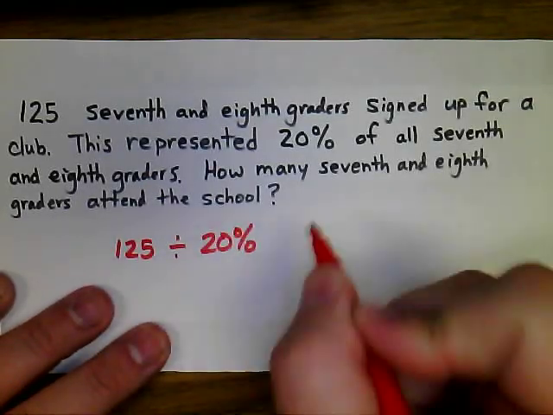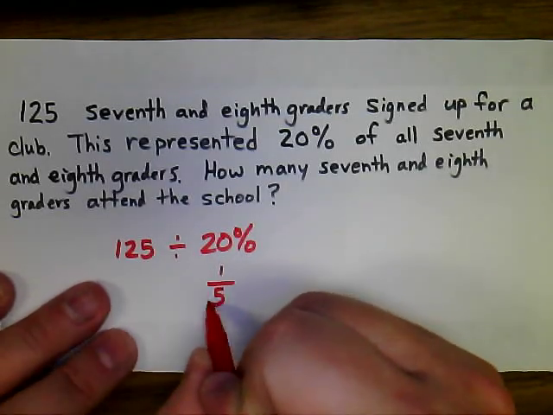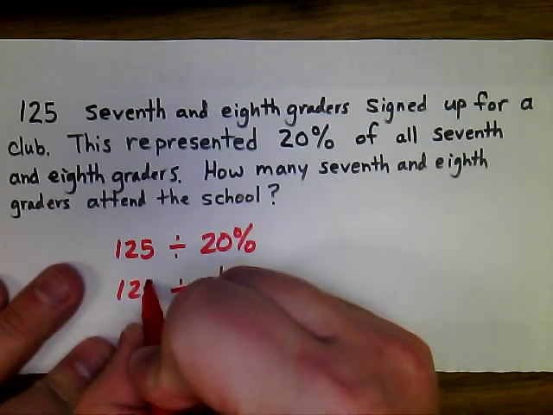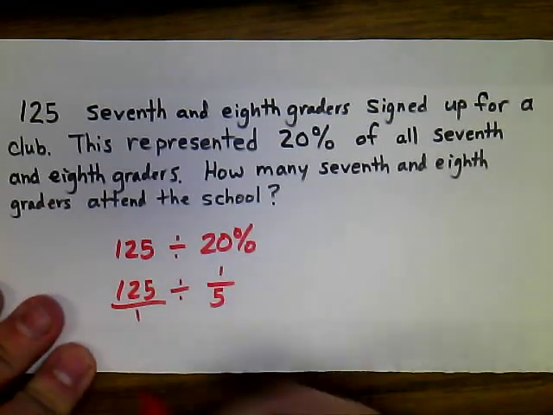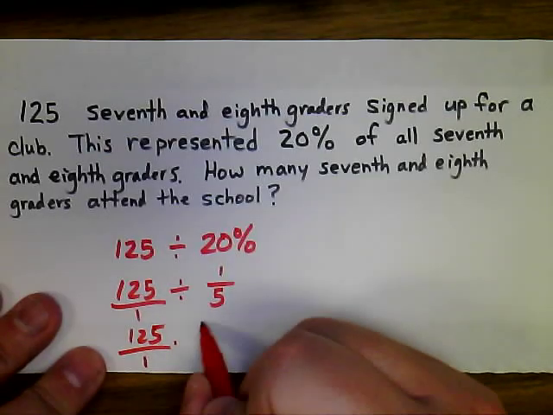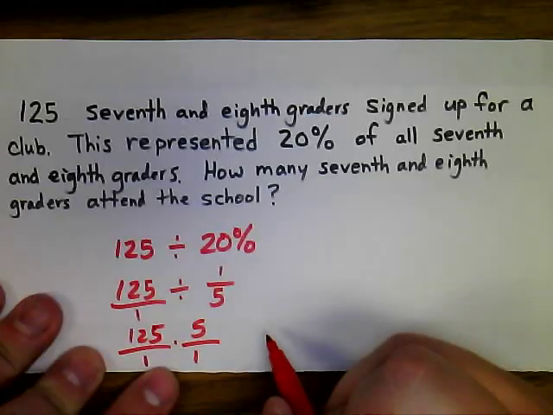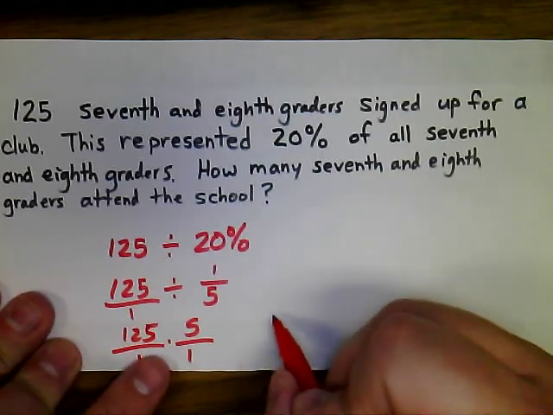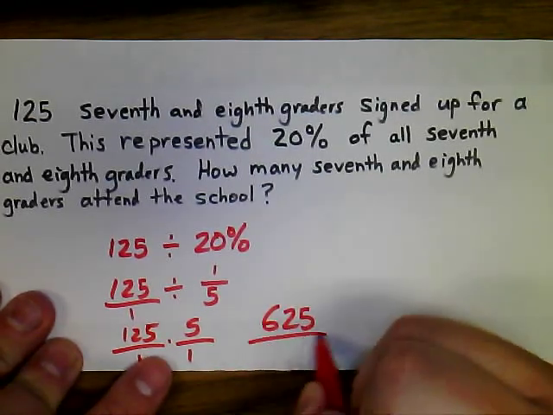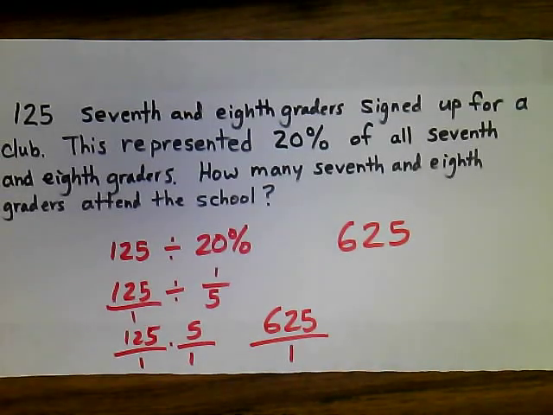And we change that 20% to its fraction, 20 over 100, which simplifies to 1/5. So we're going to change that into a multiplication problem, 125 over 1 times 5 over 1. We multiply that out, and 5 times 125 is 625 over 1. So there are 625 7th and 8th graders that attend the school.